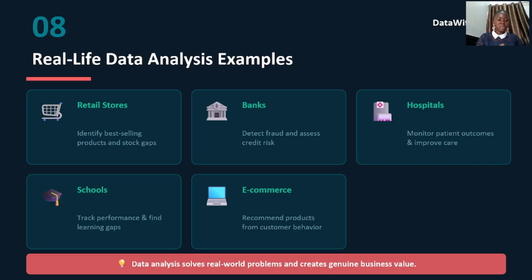So let's look at real life data analysis example. In retail store, with the help of data analysis, you can identify the best selling products and stock gaps. In bank, data analysis can help you to detect fraud and assess credit risk. Now, in hospital, you can monitor patient outcome and also improve patient care. So in school, it can help you to track performance and find learning gap. Also in e-commerce, it can help you to recommend products from customer behaviors. So these are different real life data analysis example.